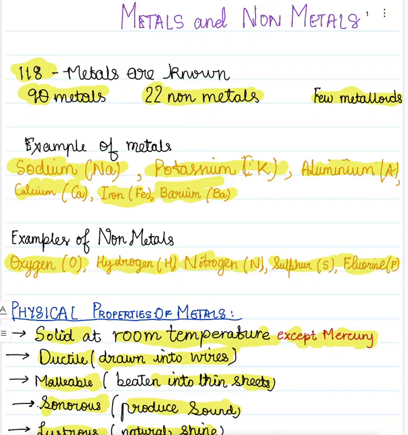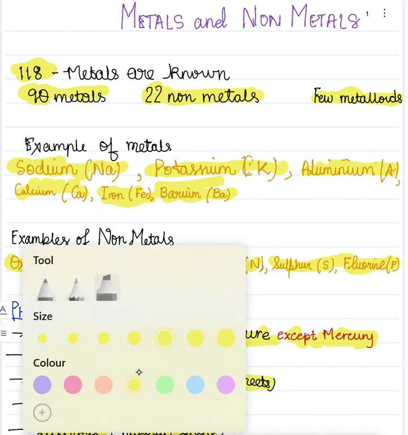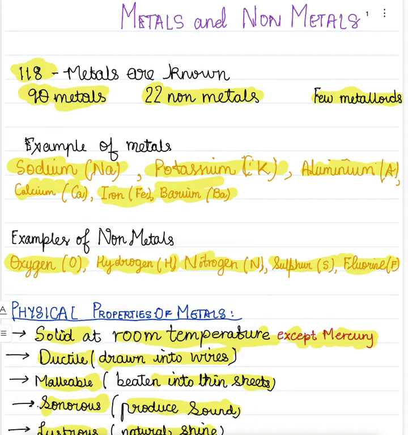Let us look at metals and non-metals, which is the third chapter for standard 10th science. There are 118 elements known to us, out of which 90 are metals and 22 are non-metals. And there are a few metalloids which are present. Examples of metals would be sodium (Na), potassium (K), aluminium, calcium, iron, barium, etc. And examples of non-metals would be oxygen, hydrogen, nitrogen, sulfur, fluorine, etc.